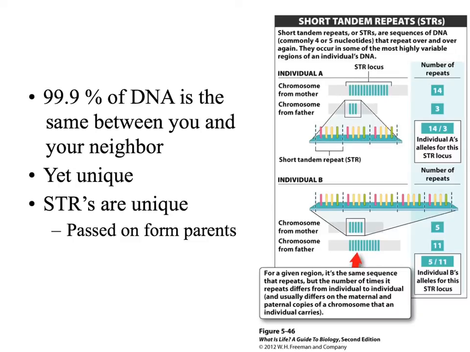99.9% of DNA is exactly the same between you and your neighbor and every other human. Yet we do have certain unique strains. One region that has much variability and some uniqueness to it are STRs, short tandem repeats. These regions have different alleles, and the allele is how long the short tandem repeats are. You get two alleles, one passed down from mom, one passed down from dad. So your combination of alleles will be unique or different from other people around you.